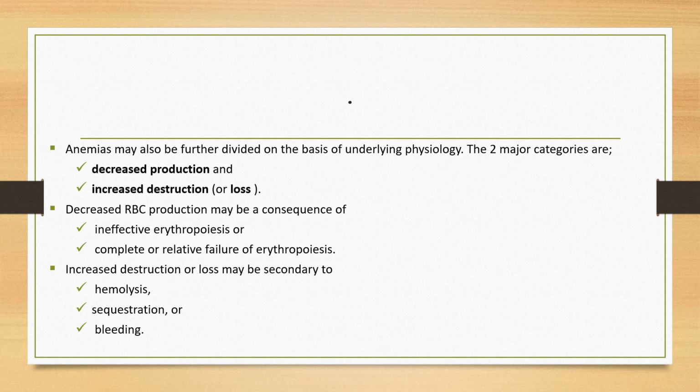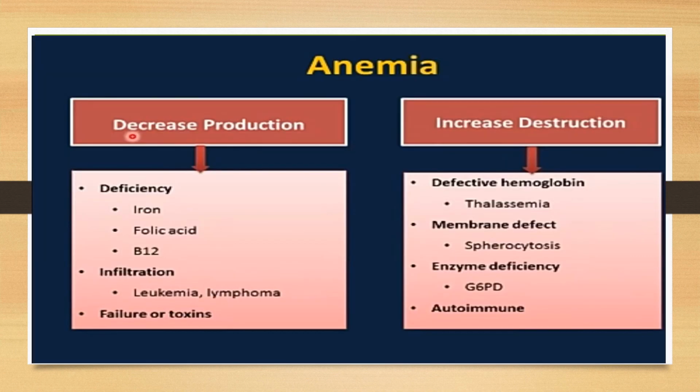Now let us go to the classification of anemia based on the underlying physiology. Anemia can be caused by either decreased production or increased destruction. Decreased RBC production may be a consequence of ineffective erythropoiesis, or it can be due to complete or relative failure of erythropoiesis. And also increased destruction can be due to hemolysis, sequestration.